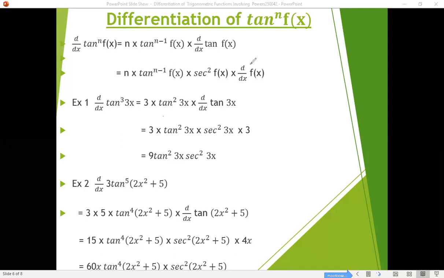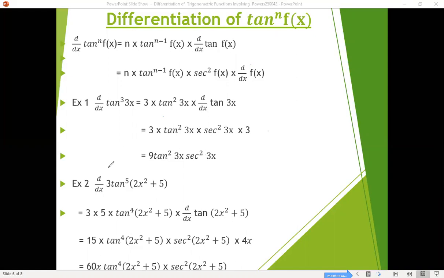So it's better to apply it now. Differentiation of tan cube 3x: bring the power down, subtract 1 from the power, and then multiply by the derivative of tan 3x, which is sec squared 3x times 3. So the final answer will be 9 tan squared 3x sec squared 3x.